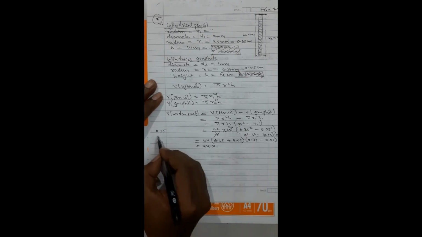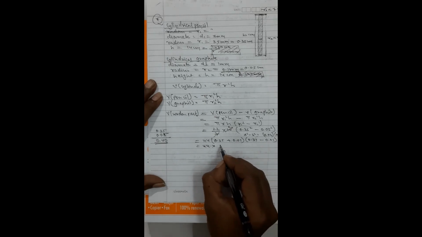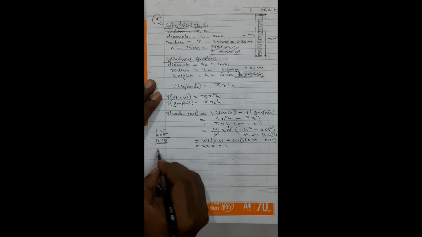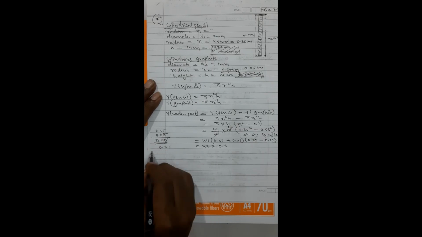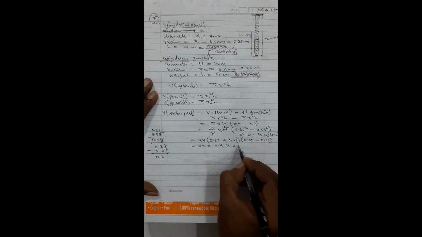0.35 plus 0.05 to 0.05. You will get just 0.4. This is 0.4 because the last 0 is of no value. When I subtract this 0.35, again I will write decimal under the decimal. This is gone, so I will get only 0.3 into 0.3.